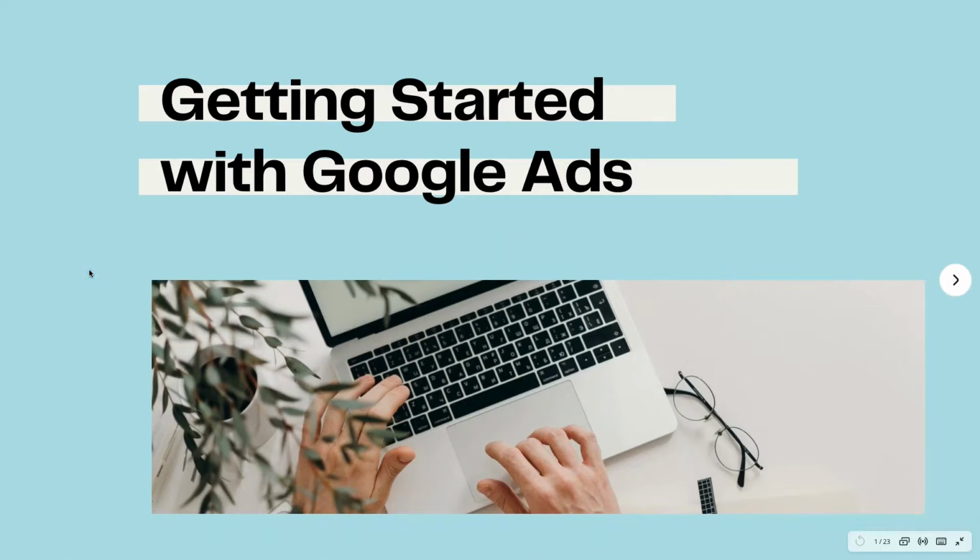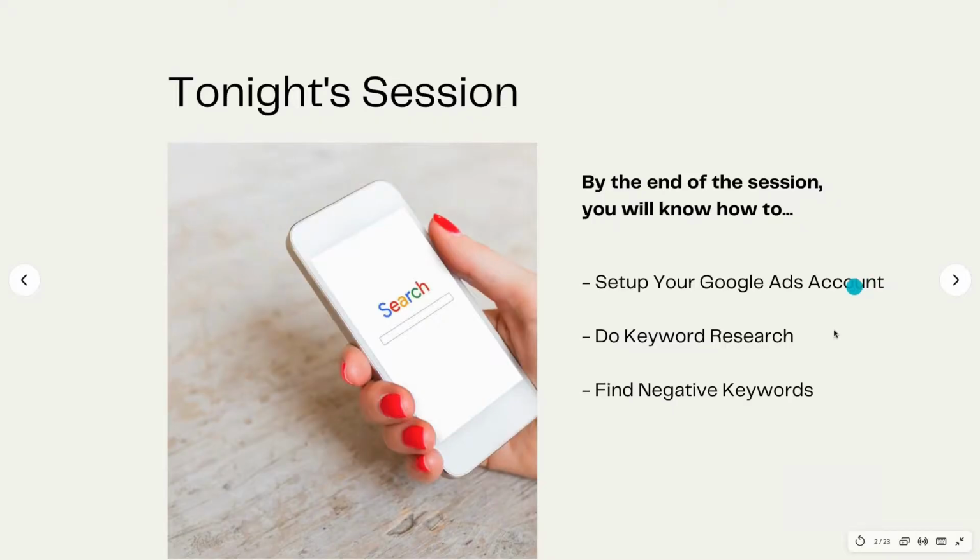So this session is a really short session that I'm doing. Really basic, how to set up your Google Ads account. By the end of this session, you'll know how to do that. It takes about 5 minutes. We're also going to look at how to do some keyword research with the Google Keyword Planner, and also talk about negative keywords and why they're important. And it's a really good time to start compiling them when you're doing your keyword research.